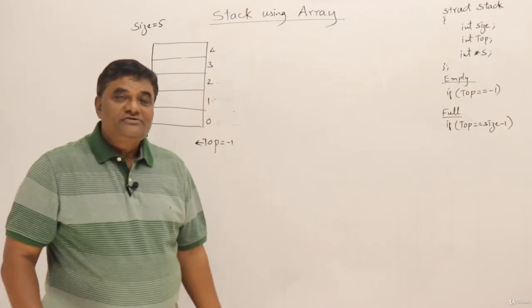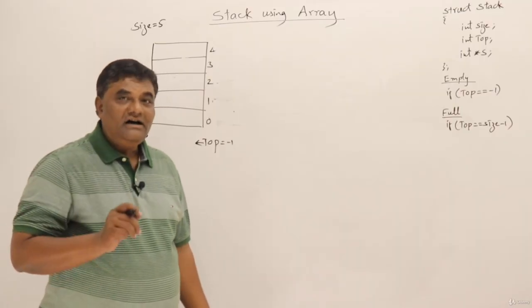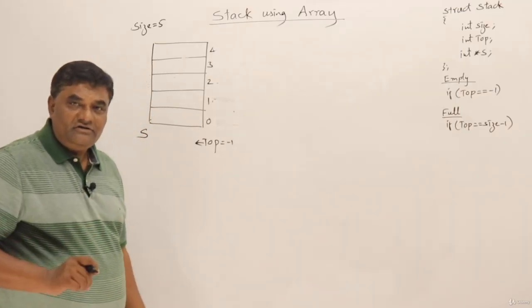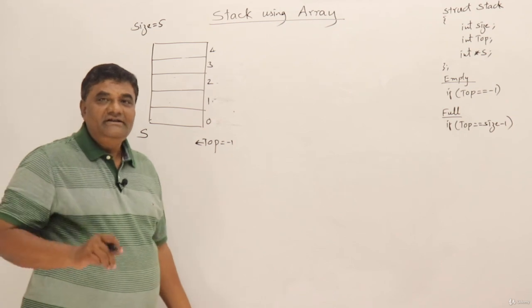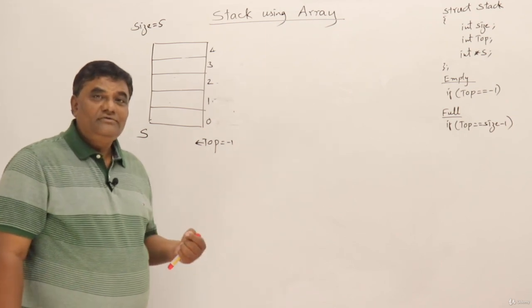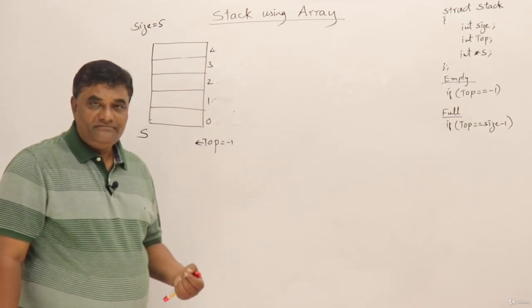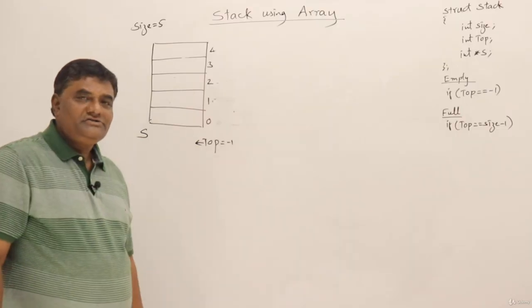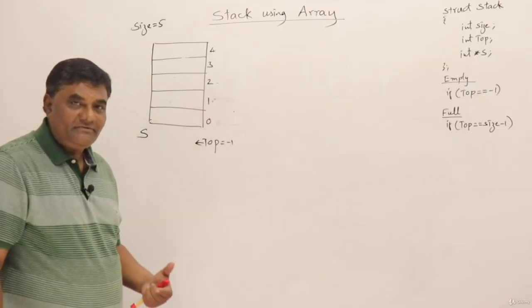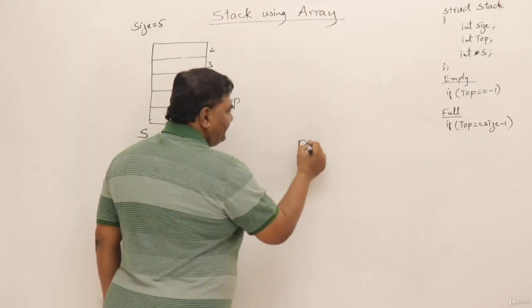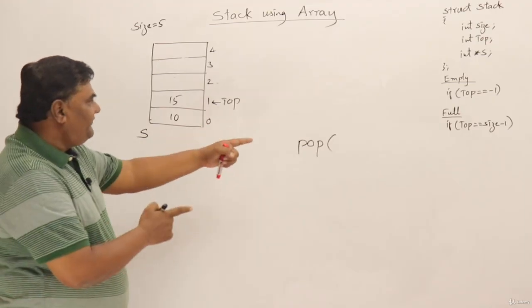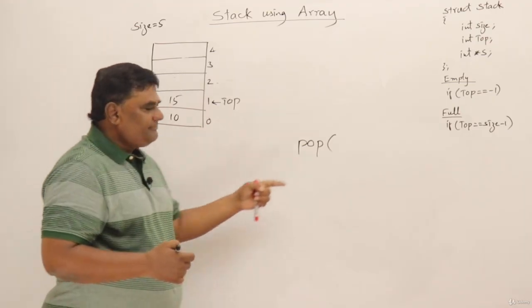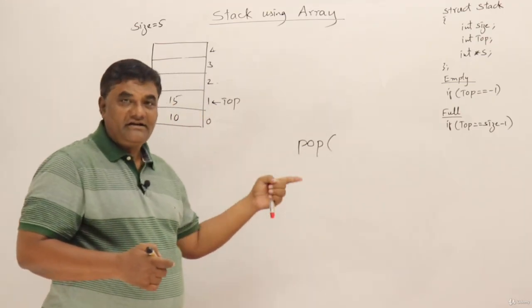Stack is empty. So before deletion, we should confirm, are there any elements present in the stack or not? If there are no elements, we cannot delete any element. If we still try to delete, then we say stack underflow. So let me write down a function for deleting a value from the stack. Function name is pop. If I want to modify the same stack, then I should pass it as reference or address.